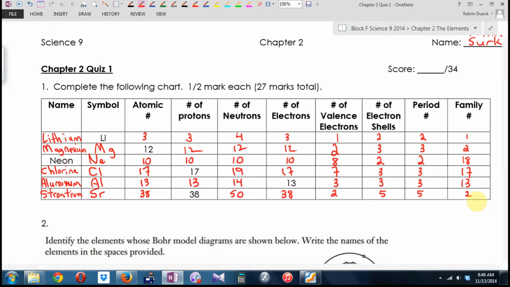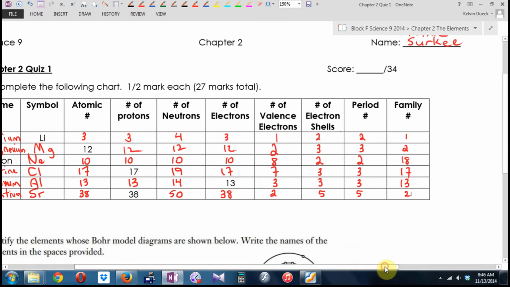So that's out of 27 marks, a half mark off for each one you got wrong. You might want to put a quick score in the margin right here out of 27 because it's a little easier to add.